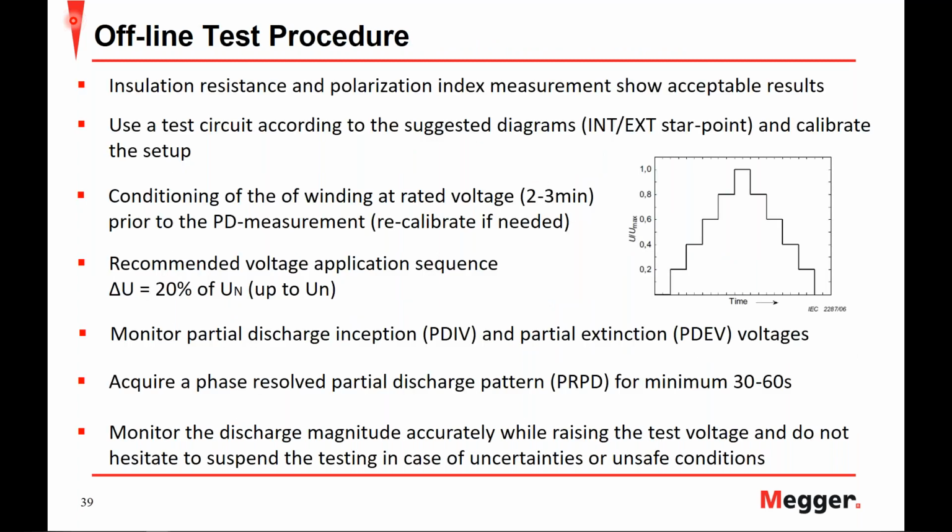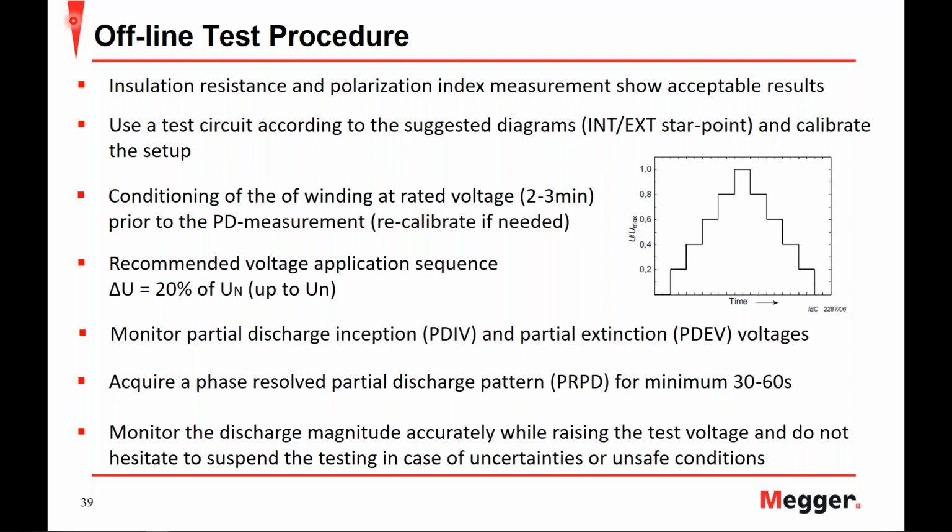Here we have an offline test procedure example where insulation resistance and polarization index measurements should show acceptable results before moving forward with your partial discharge measurement. Next is to determine the test circuit according to the suggested diagrams, for instance, whether or not you have an accessible neutral point or not, and then finally calibrate the setup.